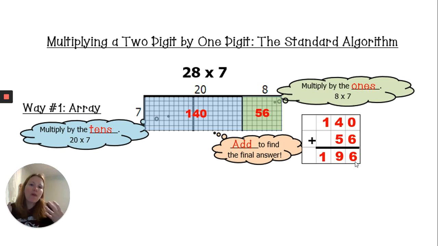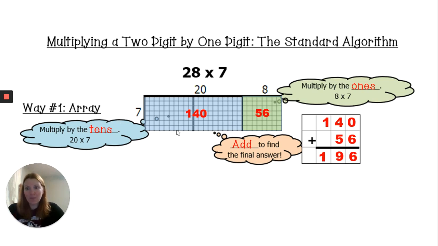And when we worked with arrays, the big thing I wanted you to take away from this is the idea that we have to take these bigger numbers and break them apart by place value. And so we're always going to be multiplying by a tens place and a ones place, and then we add them together to get a final answer. That's the big idea that this helped us understand.